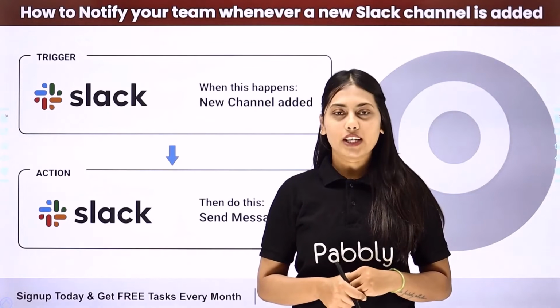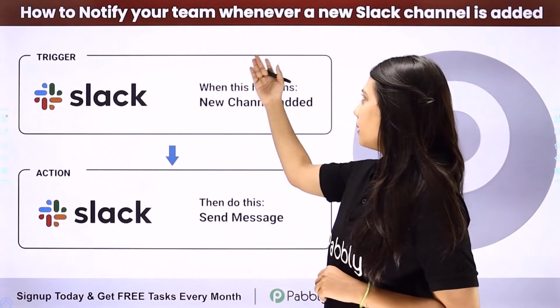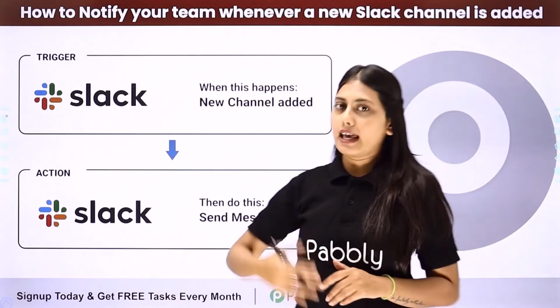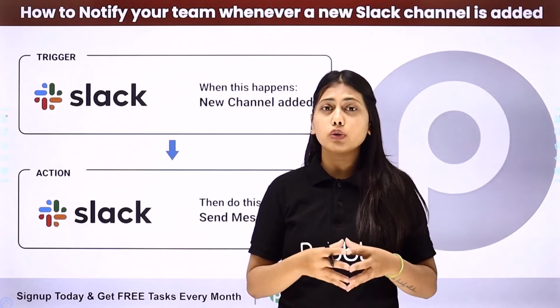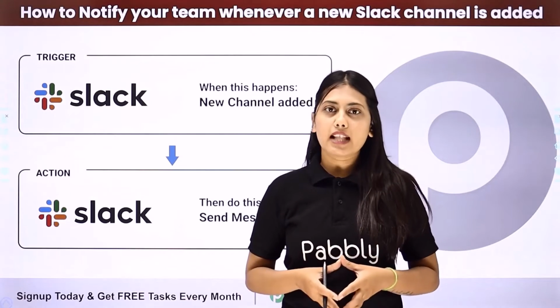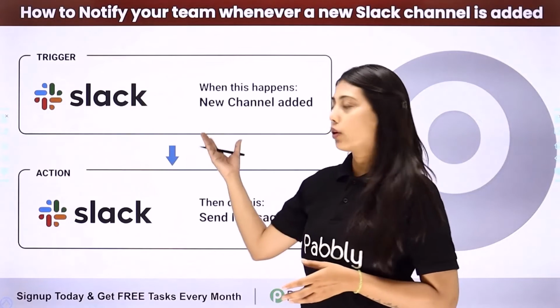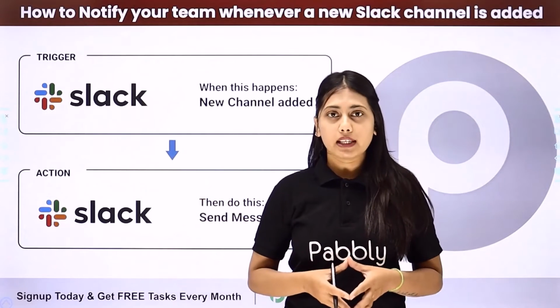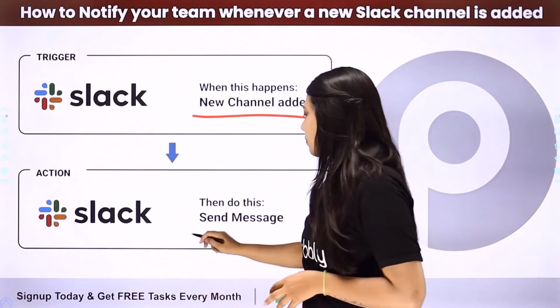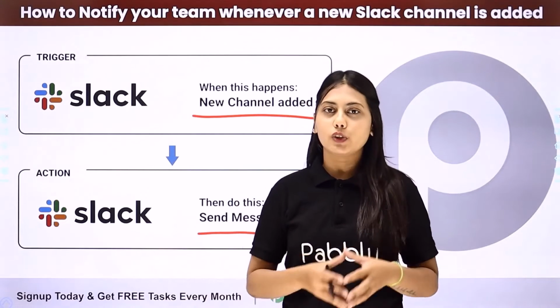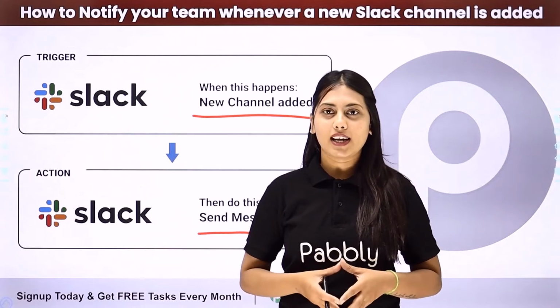Hello everyone, today we will learn how to notify your team whenever a new Slack channel is added. So if you're creating a new Slack channel, you want to notify your team about that on your ongoing Slack channel already. So you can create an automation for this process with the help of Pabbly Connect, where our trigger will be the new channel added and our action will be to send message on an existing channel about the new channel. Let us learn how to do that.